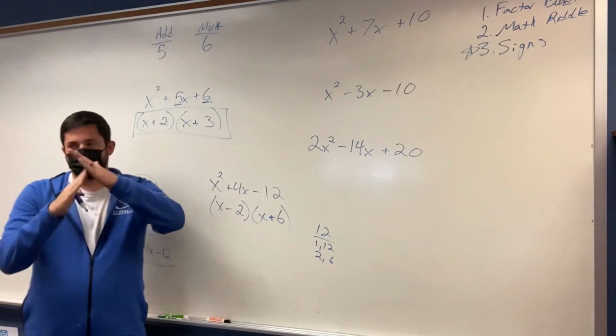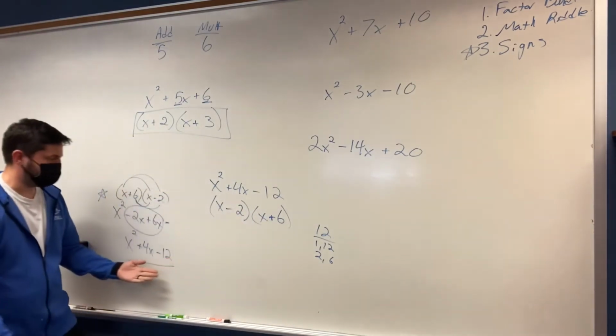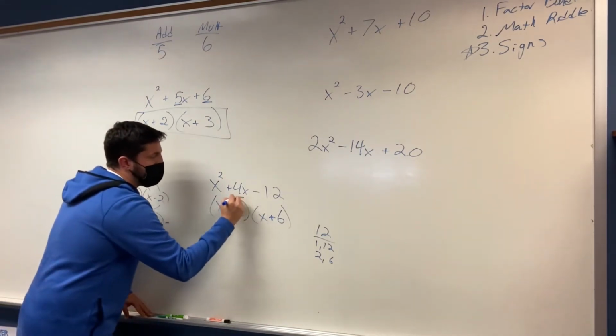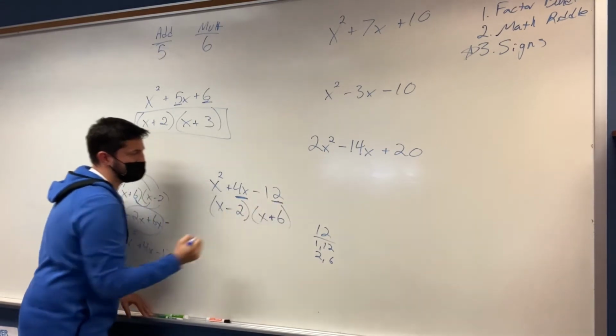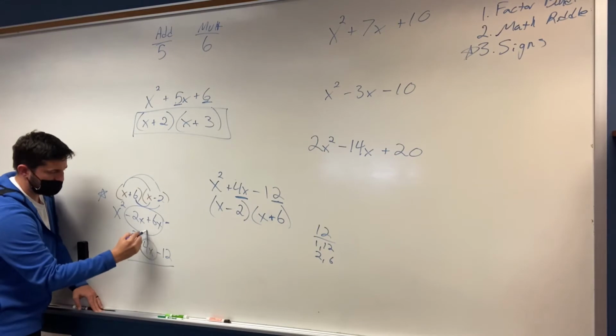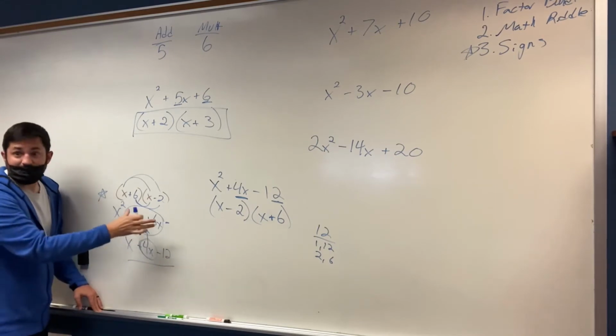Now, time out here. Hold up. So here's why I did this whole thing right here. It should make sense, right? Why I say what adds to get this and multiplies to get this. Where did this come from? Where did this 4x come from? It came from the 2, when I added them together, right?